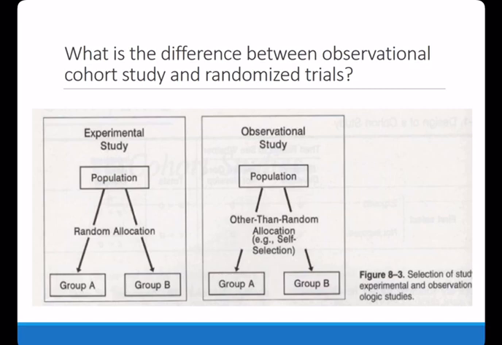In this slide, we can see the difference between the observational cohort study and the randomized clinical trial. Both of them follow up the participants. The actual difference between the two is the allocation of the exposure. You see from the left side of the figure that the population was allocated into group A and group B randomly, while in the observational study, the population was allocated according to their exposure, that is, other than random. This is the main difference between the observational cohort study and randomized clinical trials.